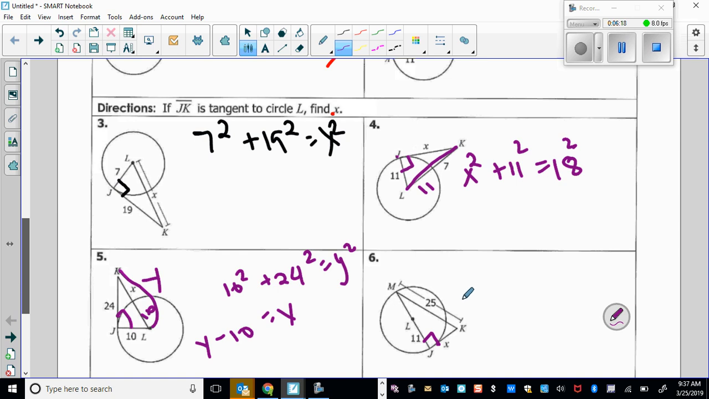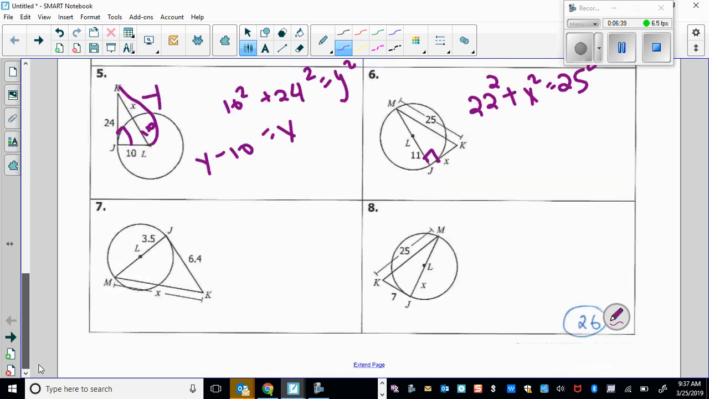The same thing with this one. I knew the whole diameter is going to be 22, right? 22 squared, because 11 plus 11, plus x squared equals 25 squared. And then you just solve it. So I'm not going to solve it for you guys. You should be able to do it all by yourself. And then just pay attention.